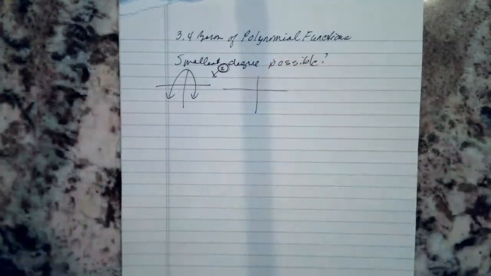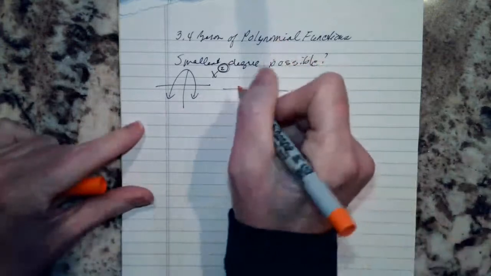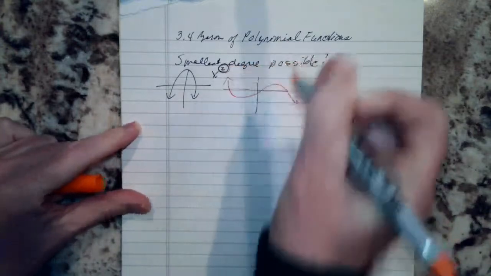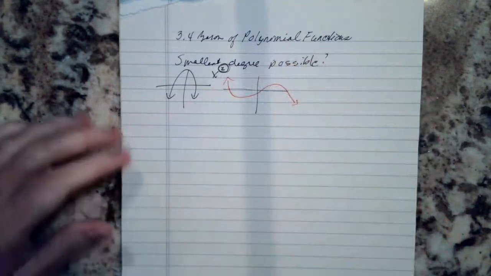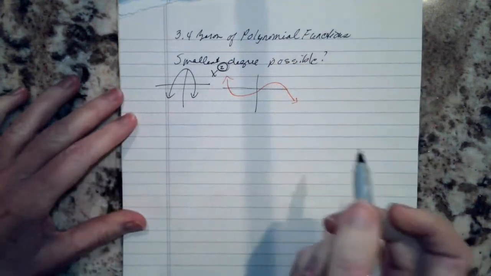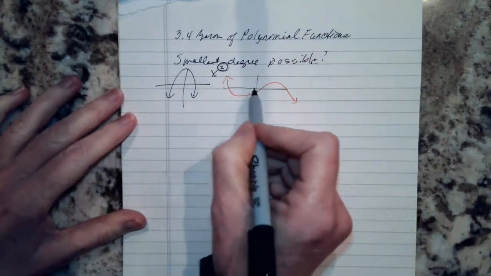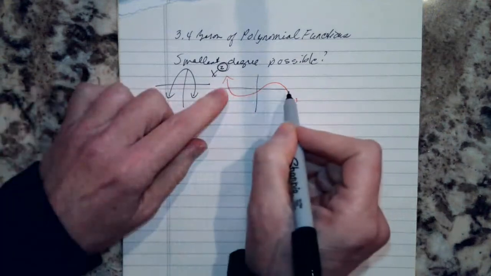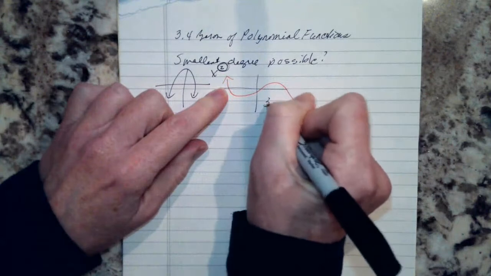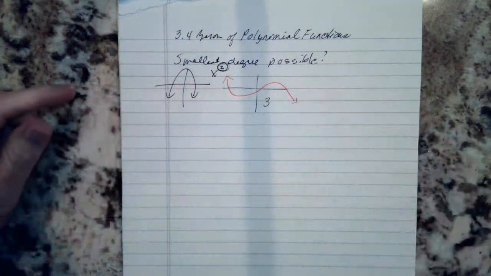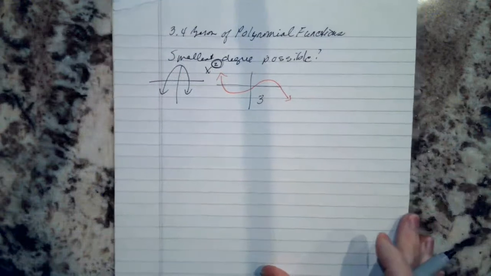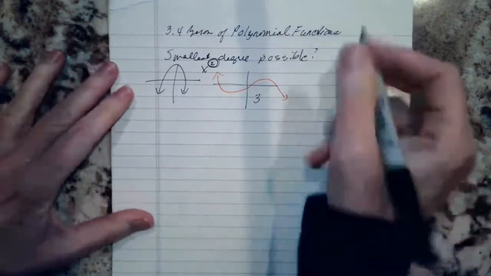So let me do it in another pen color. If they give you something like that and ask you for the smallest degree possible, again, you're just looking at the number of times it crosses the x-axis. 1, 2, 3. So that would be a third degree polynomial, because the exponent matches the number of possible answers. And let's look at one more.